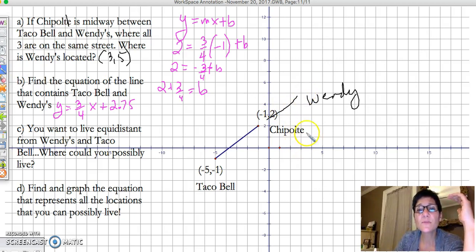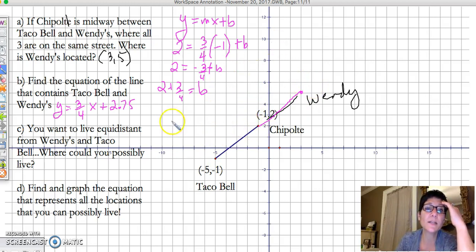So Wendy's is at 3,5, is that right? Yes. Okay. So 3,5. So this line is 3,5. Okay, so I know the slope of this line is 3/4. So if you guys found a point somewhere and you're like, oh, it's really cool, if you find the slope of that line, you should have recognized that the slope of that line is the opposite reciprocal of this guy.